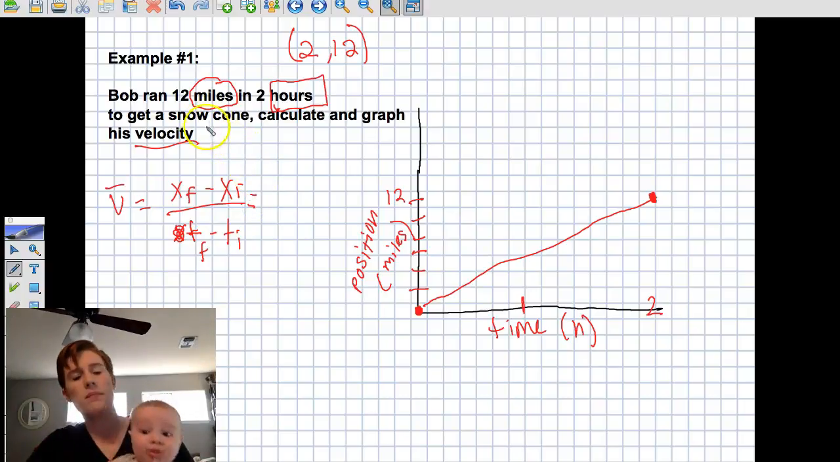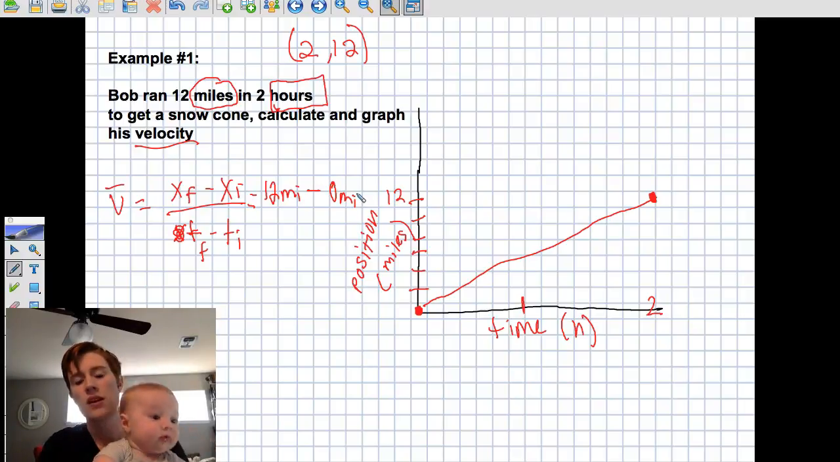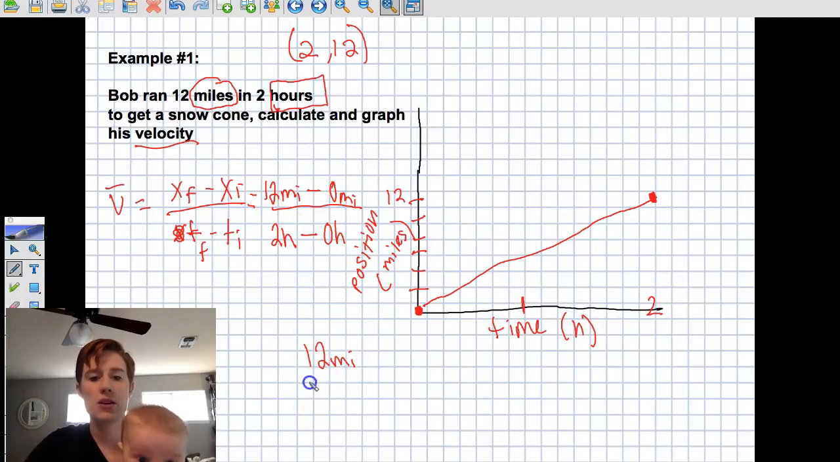In this problem, we see he ran 12 miles. So 12 miles is his final distance. Always put your unit. His initial distance is not given to us. If it's not given to you, usually you can assume it's 0 miles. So I'm assuming it's 0 miles here. And then it's divided by, his final time was 2 hours. With time, again, you can almost always assume the initial time is 0. So 12 minus 0 is 12, and 2 minus 0 is 2.